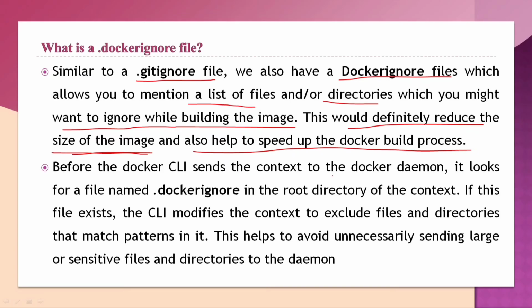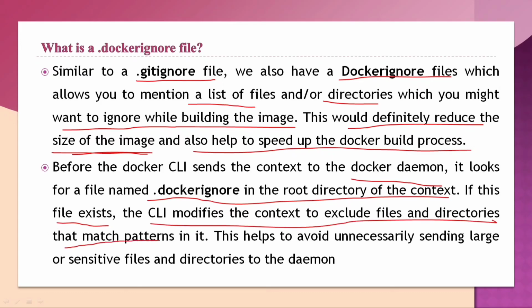Before the Docker CLI sends the context to the Docker daemon, it looks for a file named .dockerignore in the root directory of the context. If something exists, then the CLI modifies the context to exclude those files and directories that match the patterns specified in it. That is, whatever you have specified in the .dockerignore, the CLI excludes those files and directories. This helps to avoid unnecessarily sending large and sensitive files and directories to the daemon.